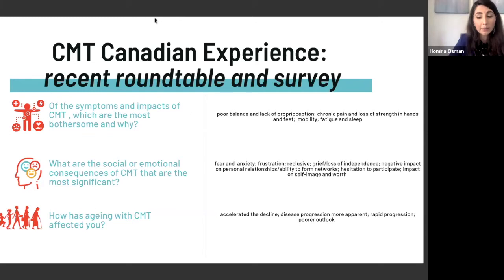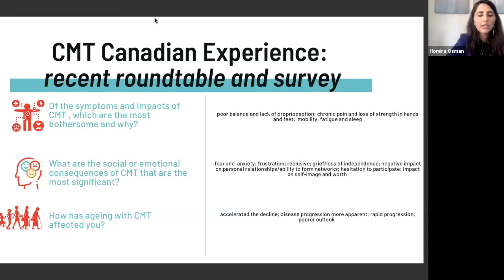Parents had talked about in the survey about their children not being able to make friends as easily as those without a neuromuscular condition like CMT. Hesitation to participate. This is an important theme that emerged from this question. This is in line with the World Health Organization's model around disability and function. When you have a neuromuscular disorder or a chronic health condition, it can impact your function, so your ability to walk as fast or walk long distances, but also your ability to participate in different activities, whether they be activities of daily living or other activities as well. It also had a negative impact on self-image and worth.